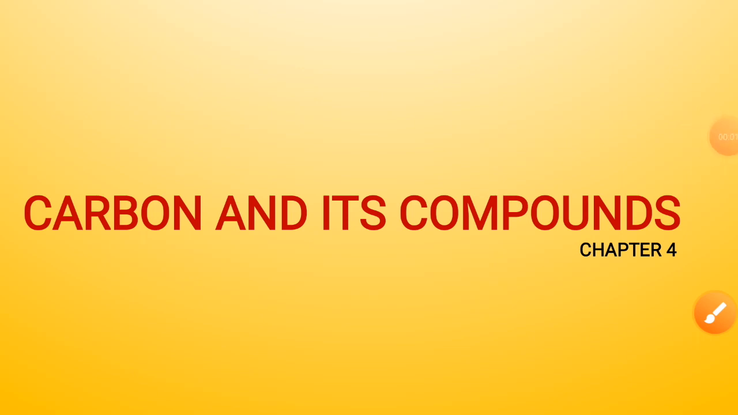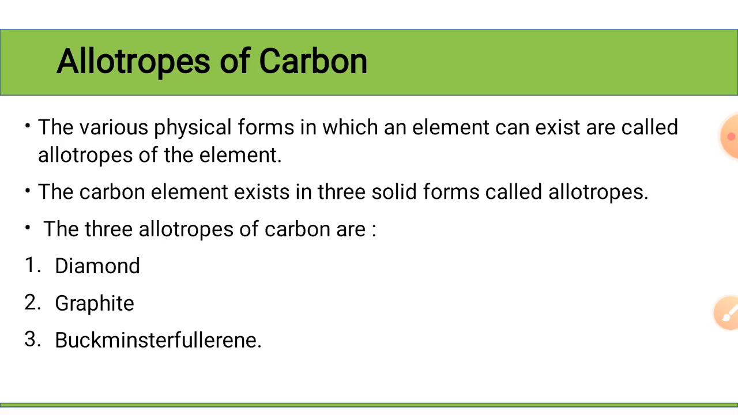Welcome back learners to chapter 4, Carbon and its Compounds. We have previously discussed the chemical properties of carbon and its existence in nature. Then we discussed covalent compounds with their examples. So many topics have been discussed in this chapter and some more will be discussed today. So let's start. First of all, we will discuss allotropes of carbon.